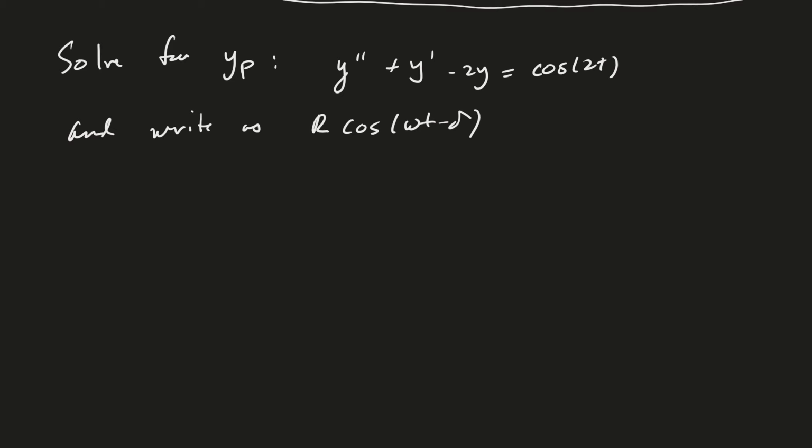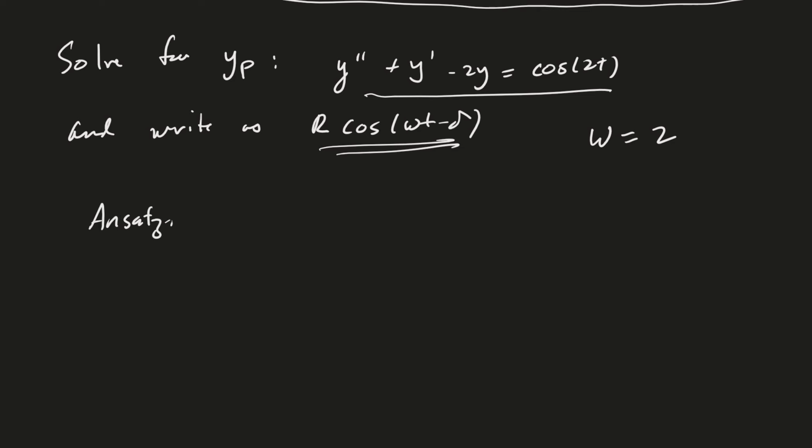All right, so here's the differential equation that I want to solve. It looks a lot like the other one, but it is different. y double prime plus y prime minus 2y equals cosine of 2t. And then I'm going to write the result as r cosine omega t minus delta. Okay, so we already see that omega is equal to 2. And so I'm going to go ahead and write my ansatz as a e to the 2it, and so the right-hand side here I'm thinking is going to be e to the 2it.